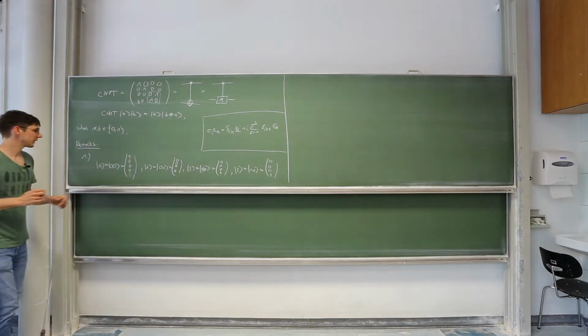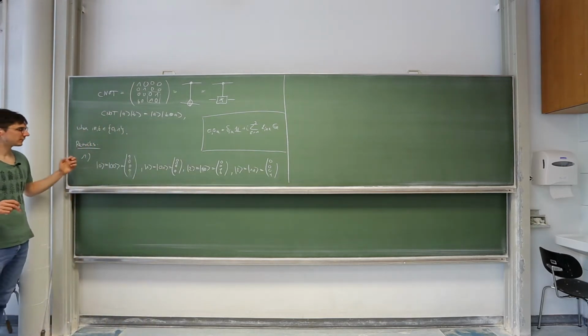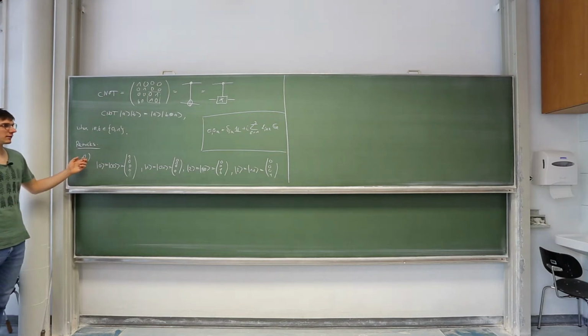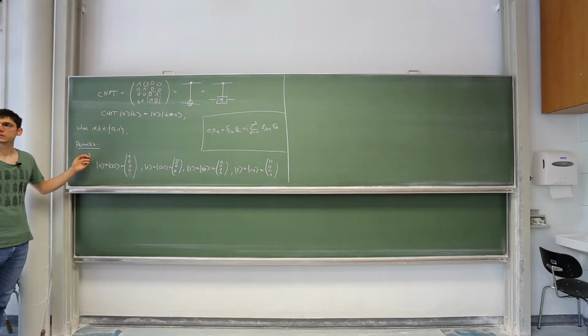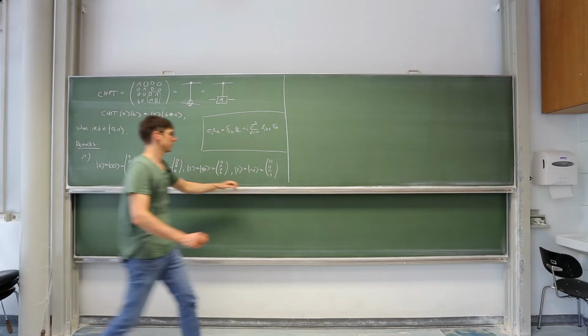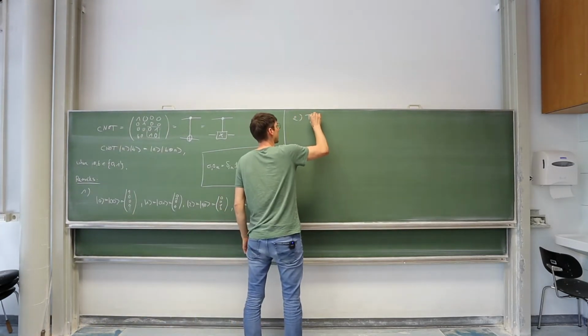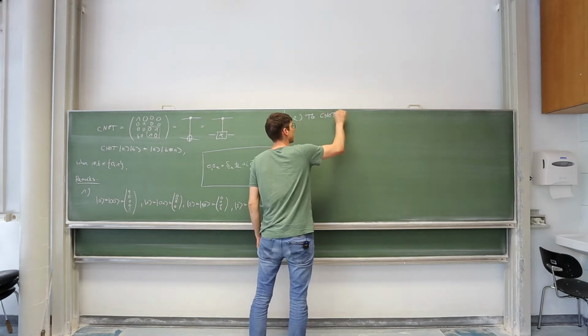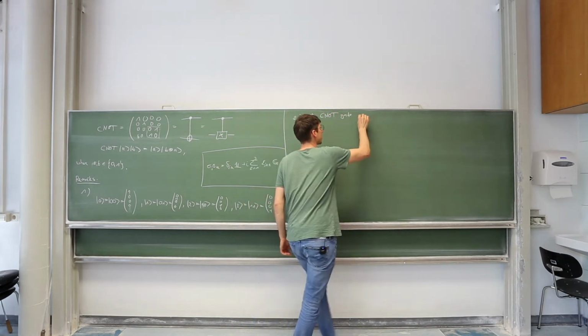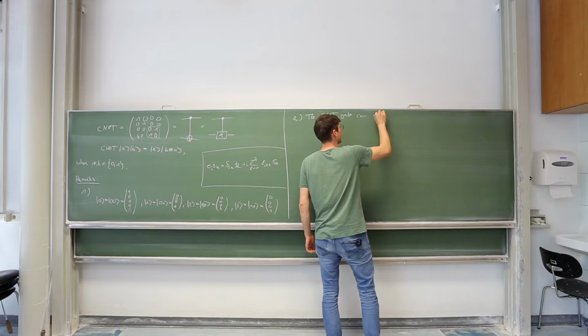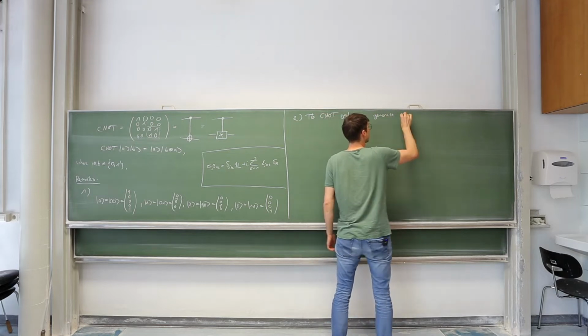Now let's come back to the CNOT-gate. The CNOT-gate is indeed an interesting gate because it allows us to generate entanglement, right? So this is remark 2. The CNOT-gate can generate entanglement.